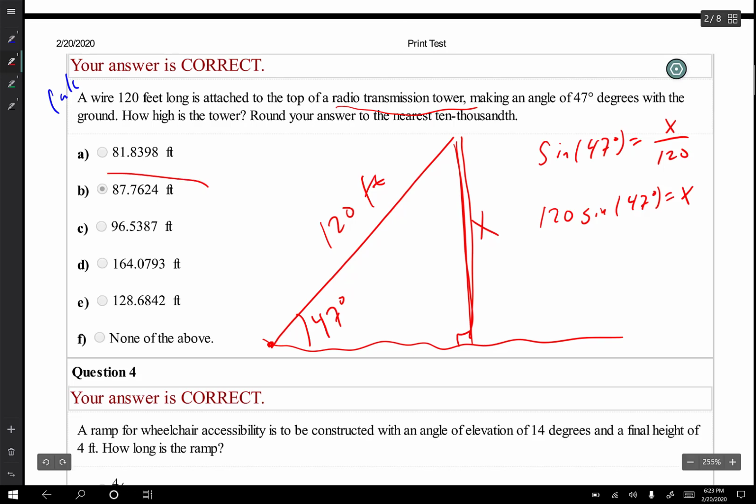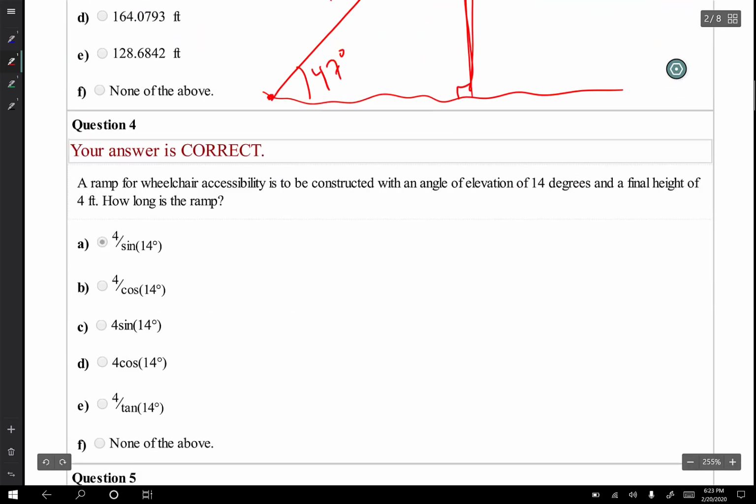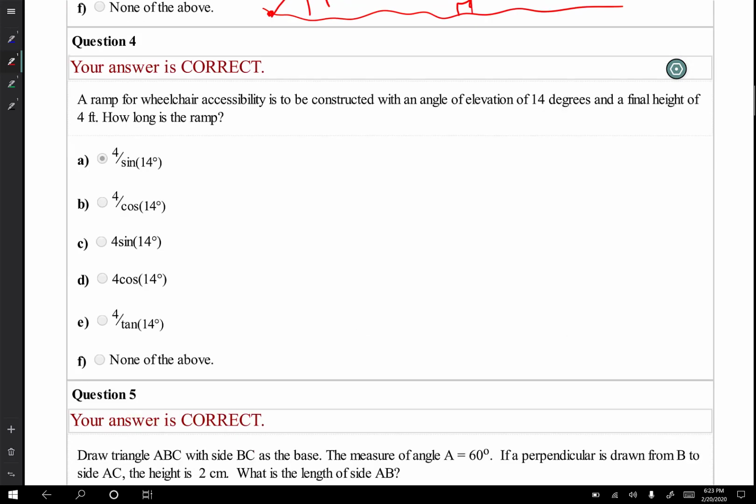87.7624. And there it is. Let's keep going. A ramp for wheelchair accessibility is to be constructed with an angle of elevation of 14 degrees and a final height of 4 feet. How long is the ramp?